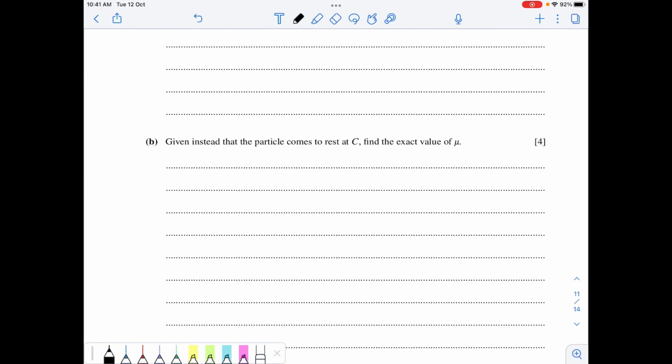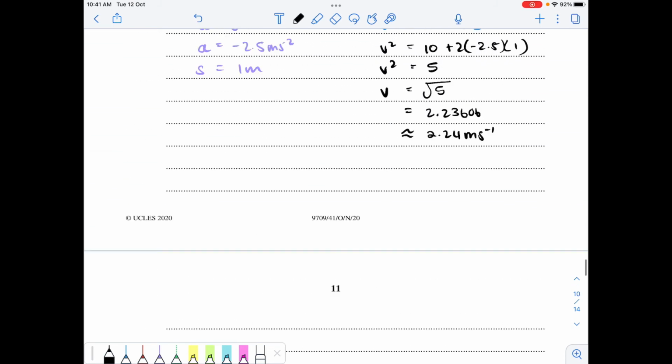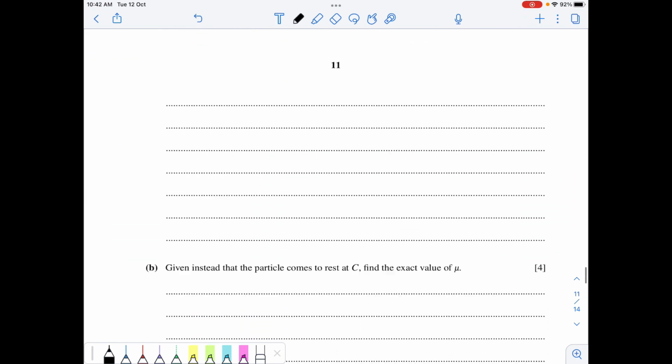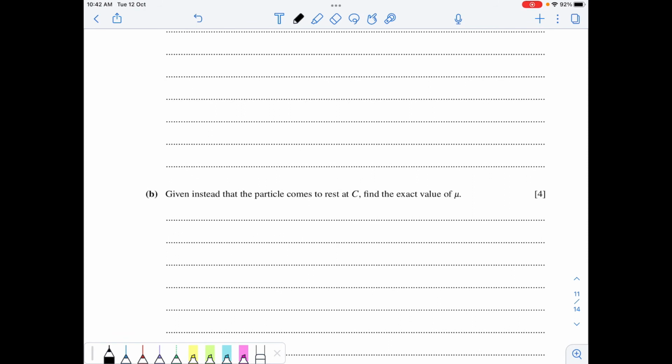Okay, now they say given instead that the particle comes to rest at C, they want us to find the exact value of the coefficient of friction mu. So what we're going to do is take our working here and work backwards, okay? So let's first consider what type of acceleration, or deceleration, the object would have to experience in order to come to rest.